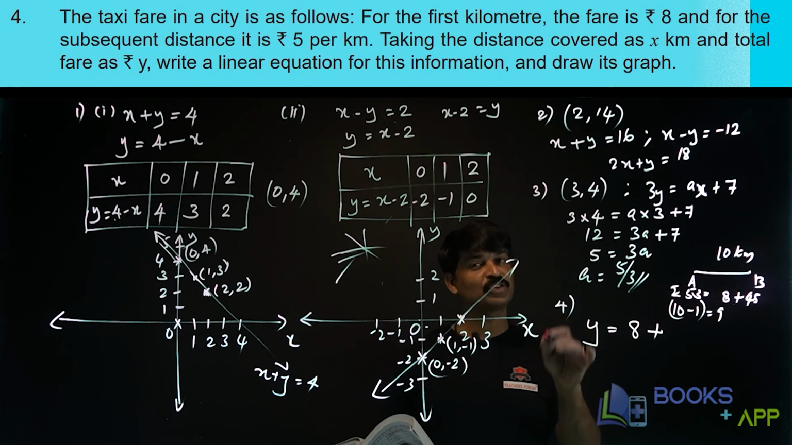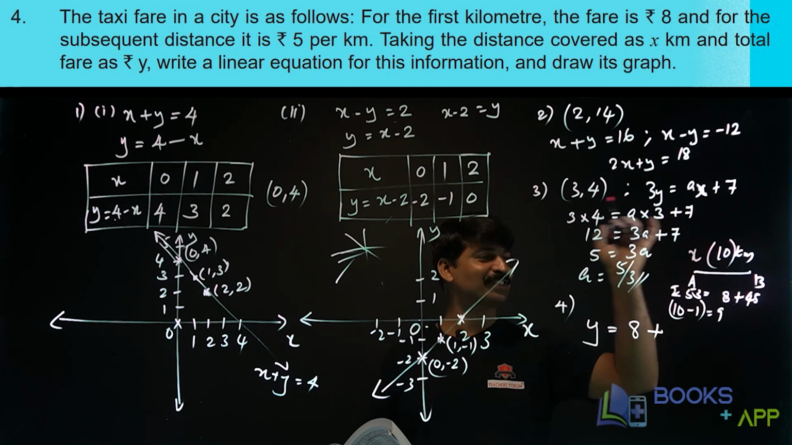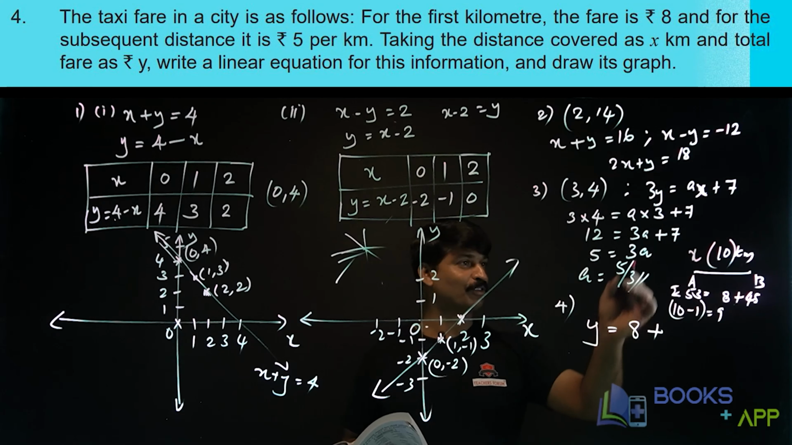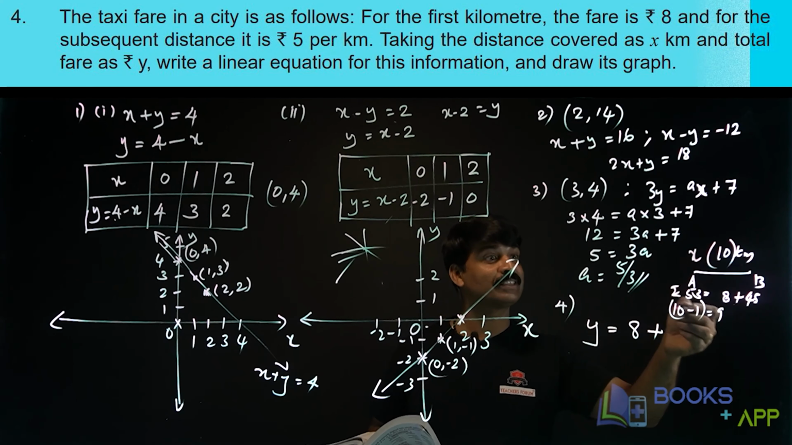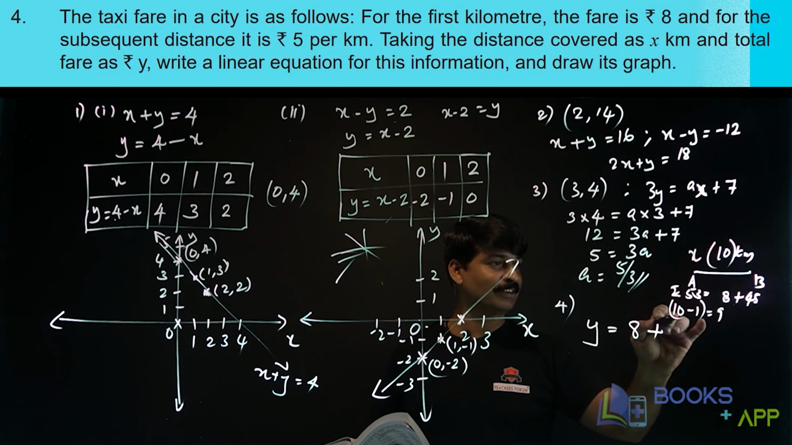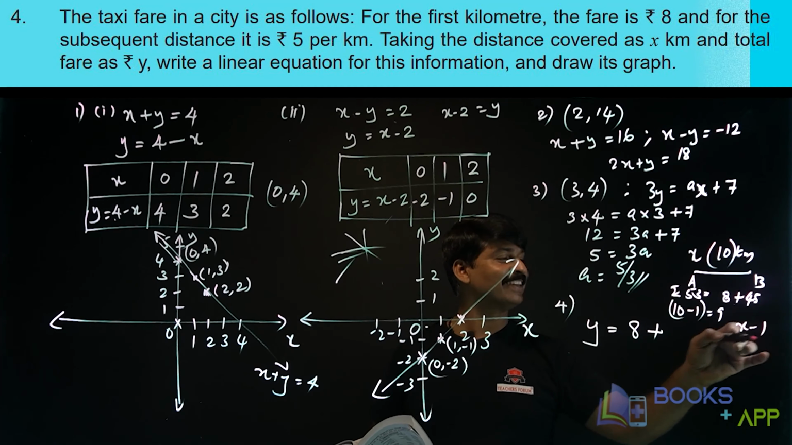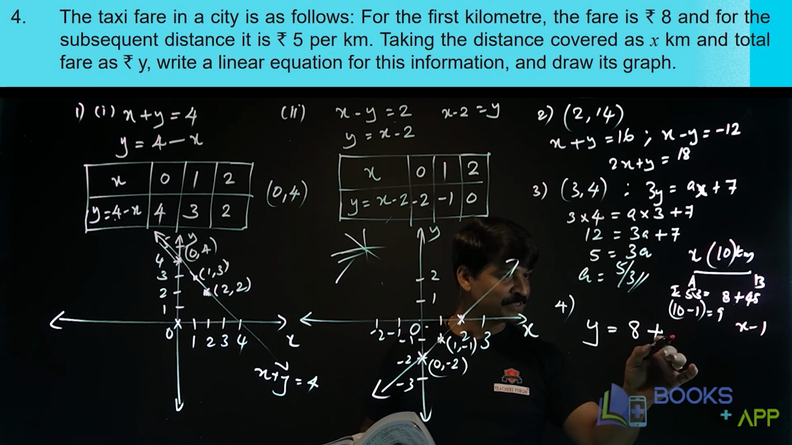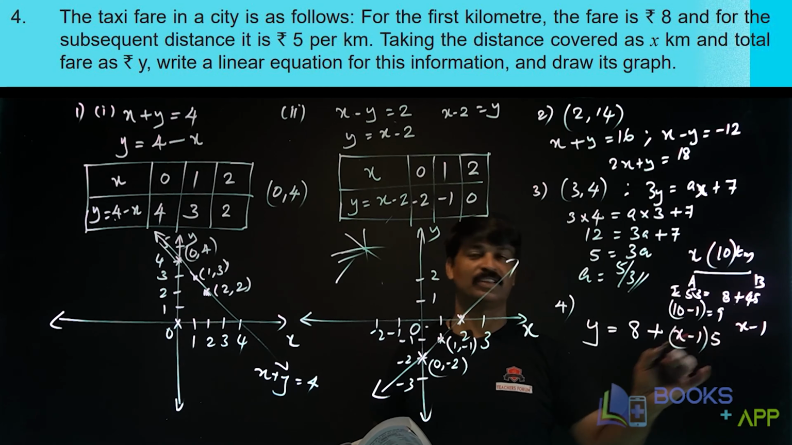But in this problem, what is the total distance traveled? Instead of 10, here the total distance traveled is x. So, out of this x, for the first kilometer, we paid rupees 8. Now, what is the remaining distance? If it is 10, the remaining distance is 10 minus 1. If it is x, what will be the remaining distance? x minus 1. So, for the subsequent kilometers, that is x minus 1, you have to pay rupees 5 each. I think it is clear.